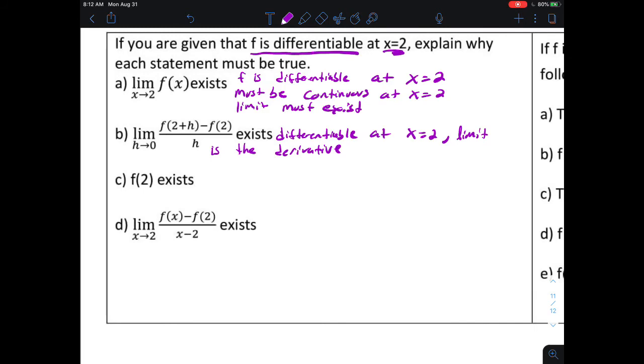Part B, the reason why that statement is true is because that is the derivative limit. And so if a function is differentiable at a point, the limit that gives me the value of the derivative has to exist. Part C, f of 2 exists. Well, in order for me to be differentiable, I have to be continuous.